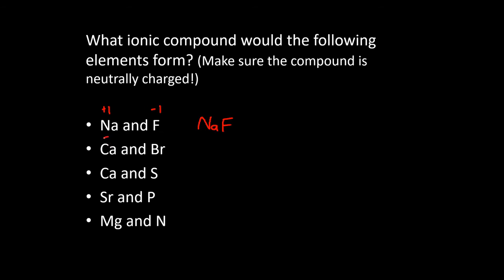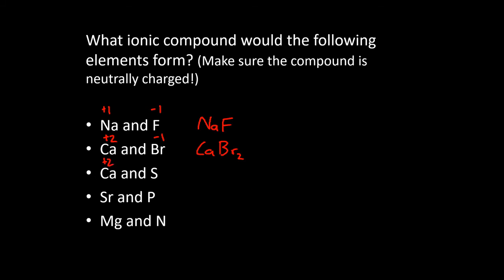Calcium is in the second column, it's +2. Bromine is in column 17, so it's -1, just like the fluorine. And so because we don't have the same charge for each, we are going to need more than one of at least one of these, and that would be the bromine. The calcium is going to give us +2, and it's going to take 2 bromines to balance that out.